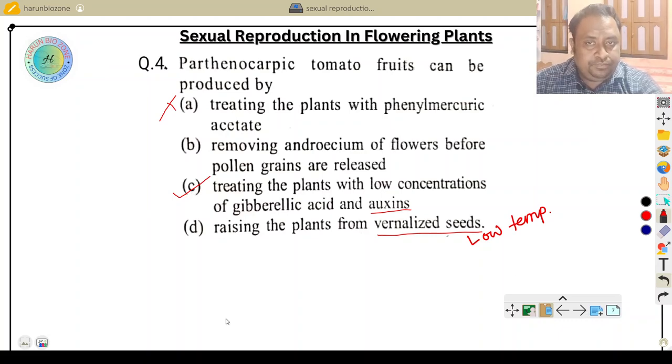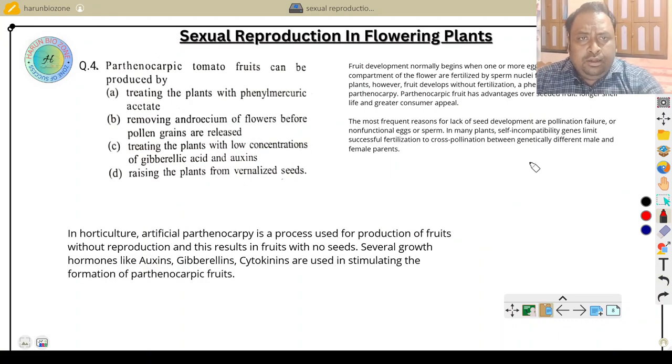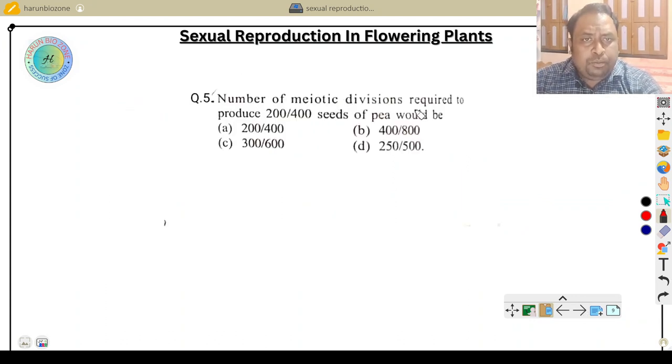Next question. Number of meiotic divisions required to produce 200 to 400 seeds of P would be... how many meiotic divisions occur to produce 200 or 400 seeds? So here the right answer is 250 to 500. How? Let me explain.